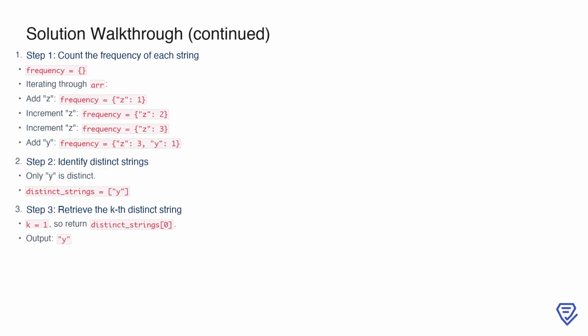Next, we identify distinct strings by checking for strings with a frequency of 1. Here, y is the only string that meets this criterion, so the distinct_strings list becomes y. Finally, we retrieve the kth distinct string. Since k is 1, we select the first string from the distinct_strings list, which is y. Therefore, the output for this example is y.